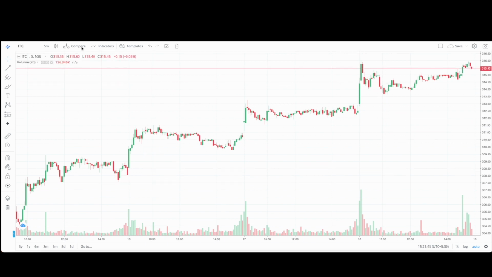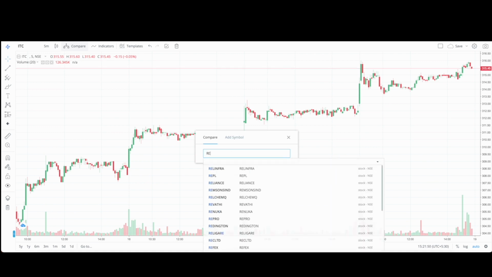In the next section, we have an option called compare. Here, if I just type one more stock, let's say Reliance.